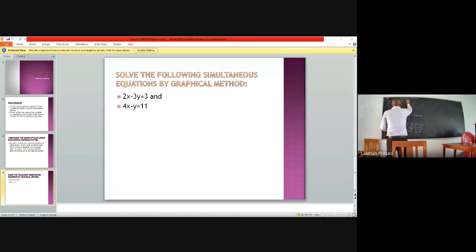Then the next equation: 4x minus 5 equals 11. Here we transfer 4x, and 11 plus 1. So, y equals 4x minus 11.